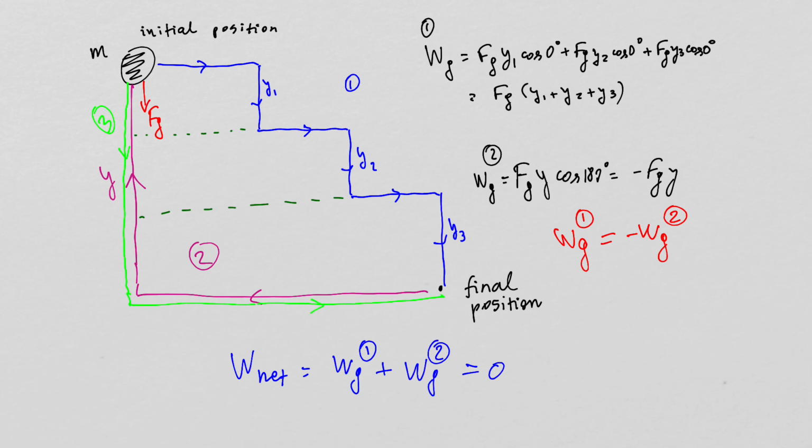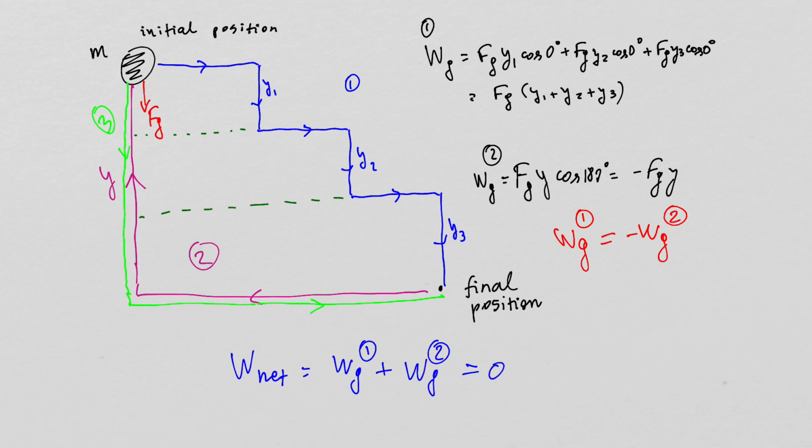So we know that when the particle is moving from the initial to the final positions along path 1, the work done by the gravitational force is simply Fg times y1 plus y2 plus y3. As the particle is moving now along path 3, it first goes down, and the vertical displacement is equal to the sum of these displacements along path 1. So the gravitational force will do the same amount of work as along path 1. Along the horizontal portion of the path, the gravitational force does no work.